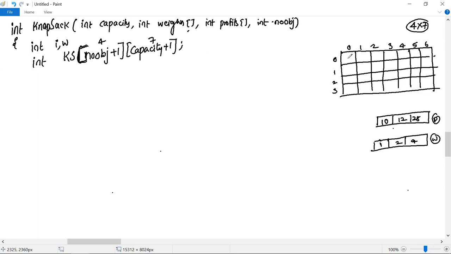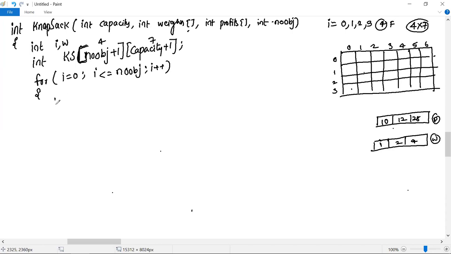I need to start from 0 to 6 and I need to go from 0 to 3, right? So for I is equal to 0, I less than or equal to number of objects, next I plus plus. So the value of I will be what? 0, 1, 2, 3, and when it is 4, false.